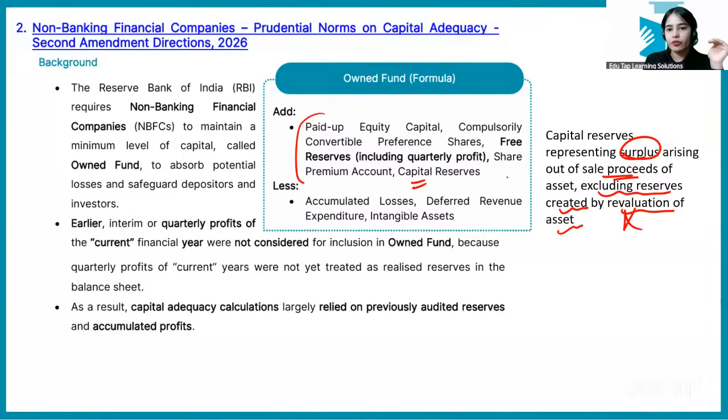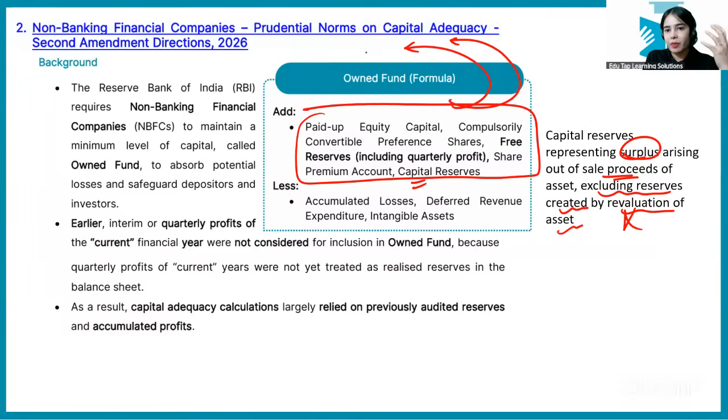Now this is the owned fund. This is the fund that has been received by the NBFC, and it has become the funds belonging to the NBFC. The money they have received from the shareholders, the money they have received in the form of undistributed profit and such. Now, what you have to deduct? Losses you have to deduct, revenue expenditure you have to deduct, intangible assets. That means the patents or the brand value. They are intangible assets. Their value cannot be determined completely. That's why their value has to be deducted.